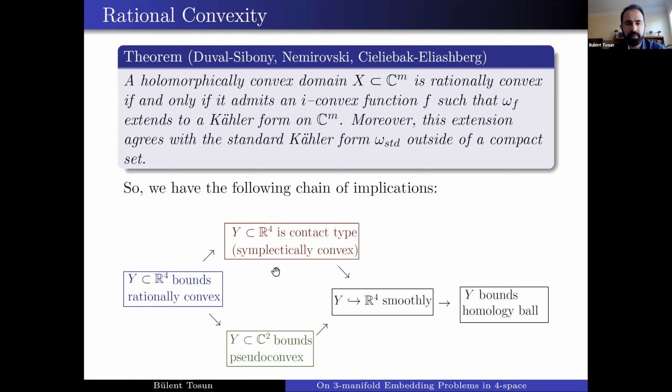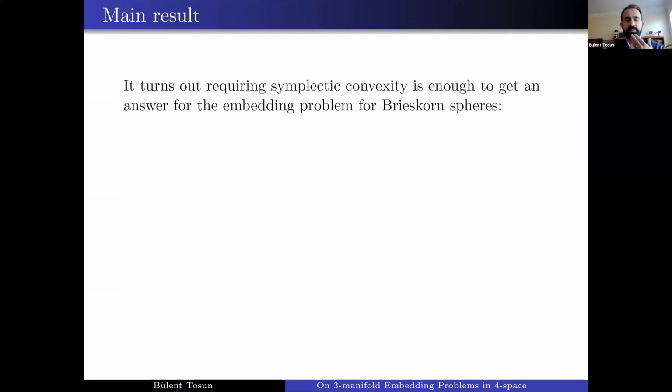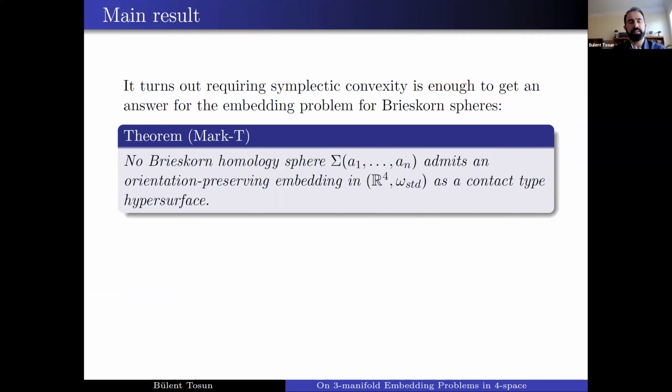The results will be essentially about whether we can identify such Y's, whether they have symplectic convex embeddings or arise as contact type hypersurfaces or as pseudo-convex domains, and also say a little bit about whether we can reverse some of the implications or how they are related. Okay, so here is the first main result. If you focus on Brieskorn homology spheres, we prove that they will never arise as a contact type hypersurface in C2 or in R4 with the standard symplectic structure.